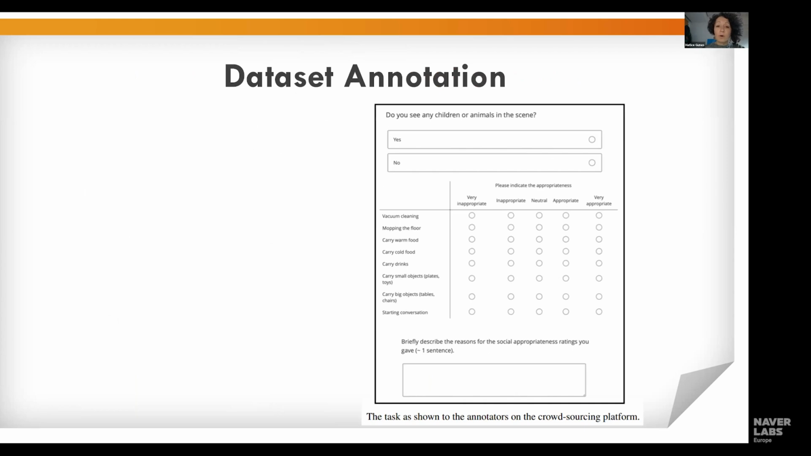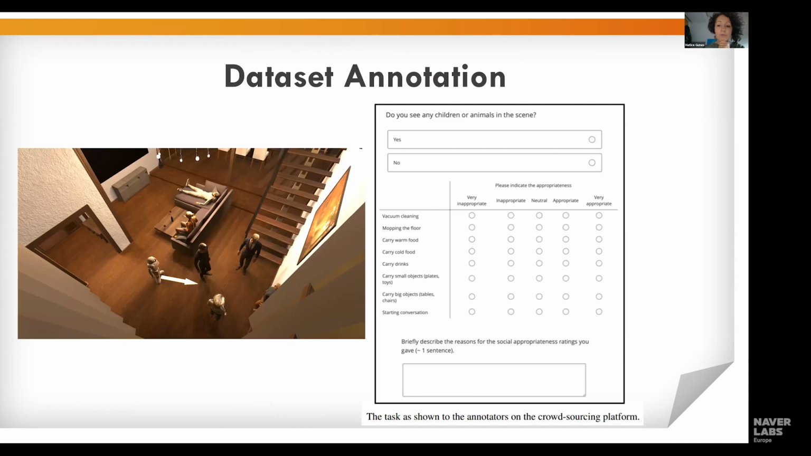And the next step was to obtain annotation for these scenes. So here's how it was done. We used crowdsourcing, and each image was annotated by 15 labelers. We also had some honeypot questions to ensure that we could filter, if necessary, the spurious annotations. We asked them what they see in the scene. Then we asked them for each of these actions to indicate the appropriateness level, from very inappropriate to very appropriate. We also asked them to provide reasons for this particular annotation.